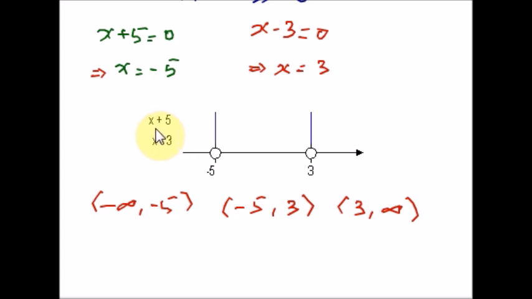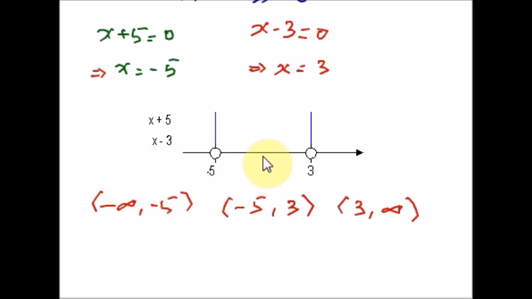Please remember that we are not interested in the actual value that we get, but what sign we get is what matters. If we choose a number in the first interval, starting from negative infinity on the number line till negative 5, you can choose any point. I'm going to choose negative 6. It would make the factors negative. Am I right? x plus 5: I have chosen negative 6, so negative 6 plus 5 will give you negative 1. So I'm getting a negative number in this first interval.